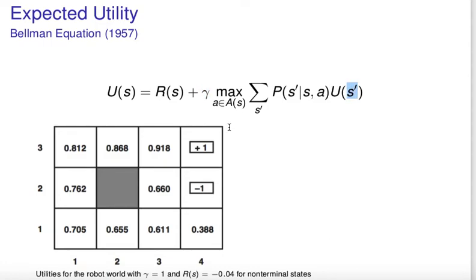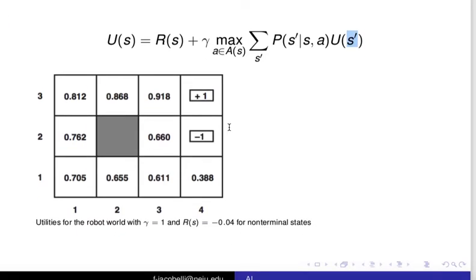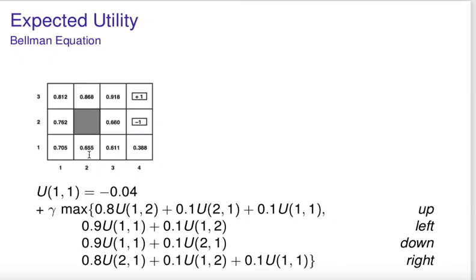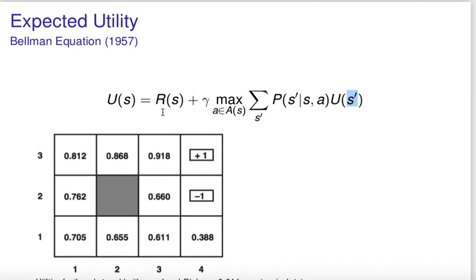Now, I run this algorithm in a grid, and these are the values that I get for each one of these utilities. These are expected utilities. Now, with the reward being negative 0.04. How do I run this as an algorithm, though? Well, let's look at this. It's R(S) plus gamma times the maximum, the value of the maximum policy for state S prime.